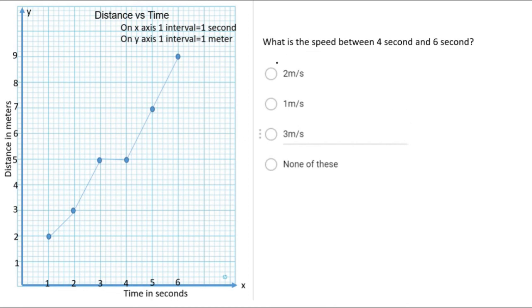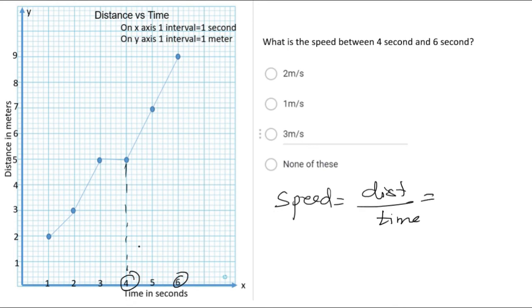Next, what is the speed between 4 second and 6 second? Right? 4 second and 6 second. And what is speed? Speed is equal to distance divided by time. How much is the distance? This is 4 second and this one is 6 second, and the corresponding distance is 5 meter here and 9 meter here. So from here to here it is 2 meter and 2 meter. So totally it is 4 meter.